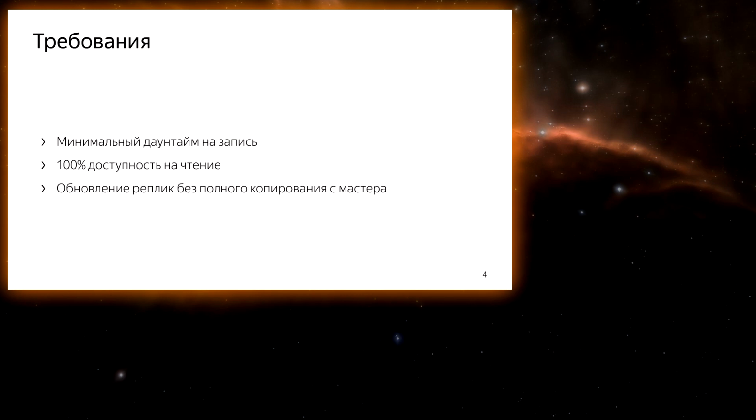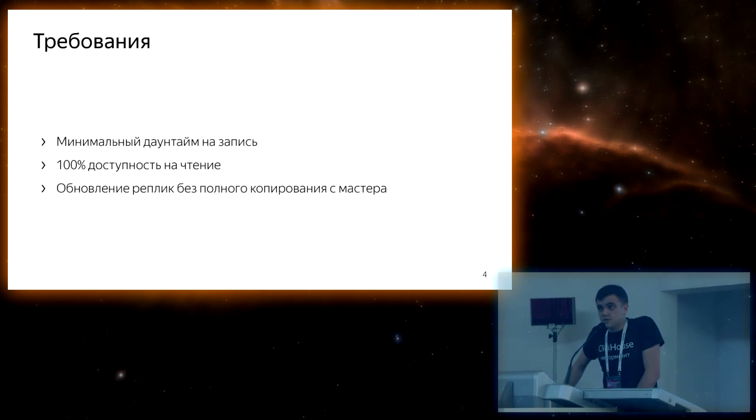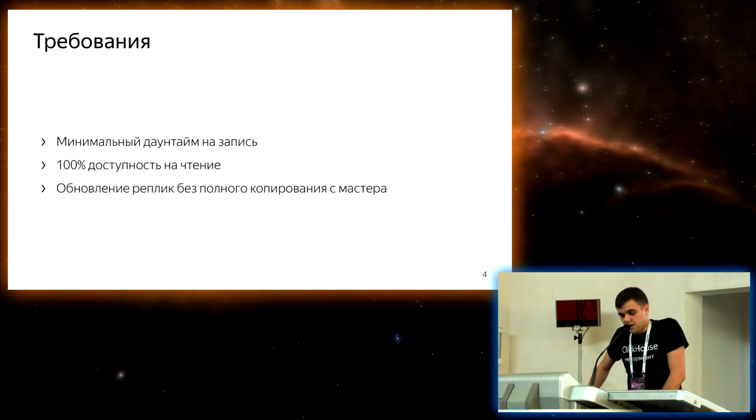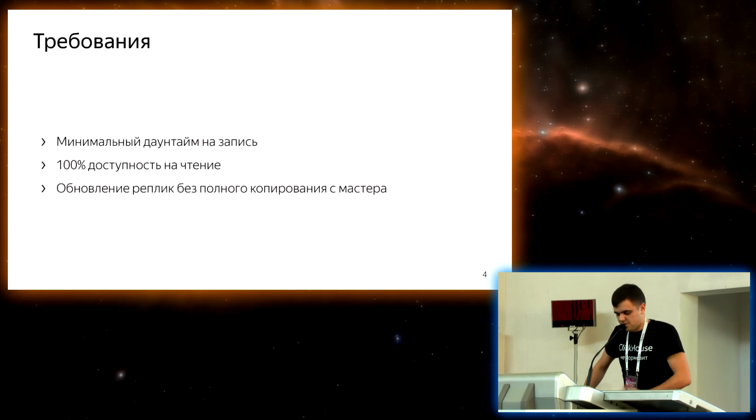The second most important requirement is that we need to be 100% available for reading. So all the clients visiting our databases, our apps, need to be able to read the data, while they may sometimes not be capable of writing data. One more thing. Replicas must be updated immediately, without any full-scale copying from the master, because databases are quite big, so you will not be able to stand on just one leg throughout the day. So you need to update your replicas immediately. You usually do it overnight.